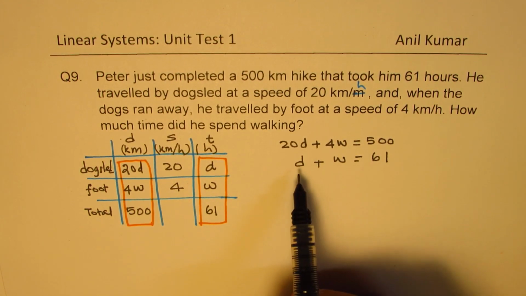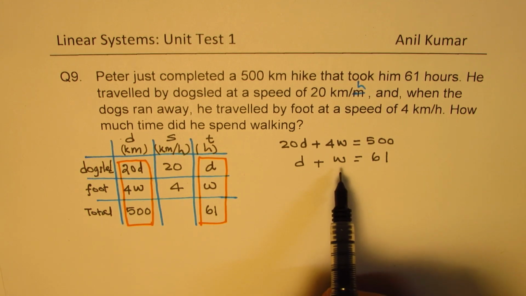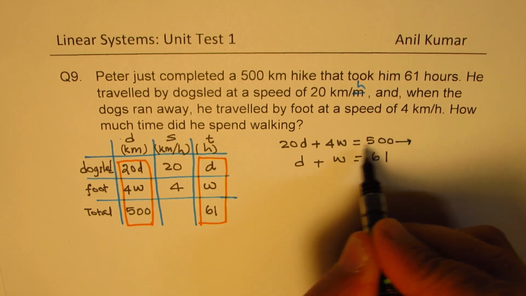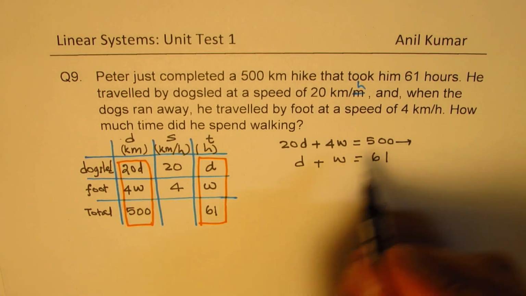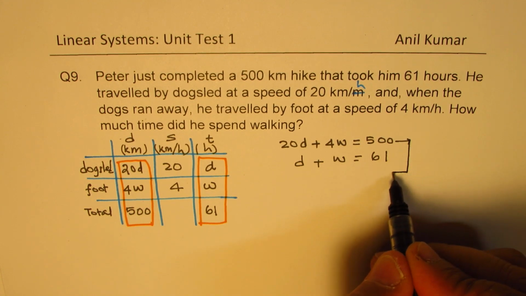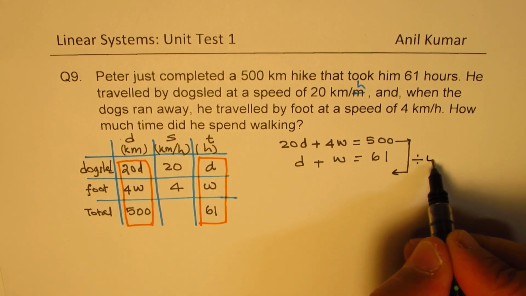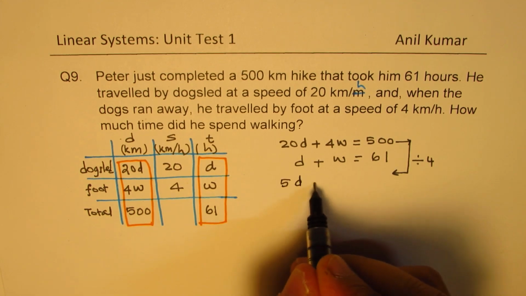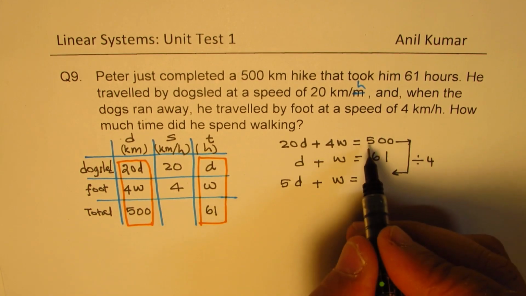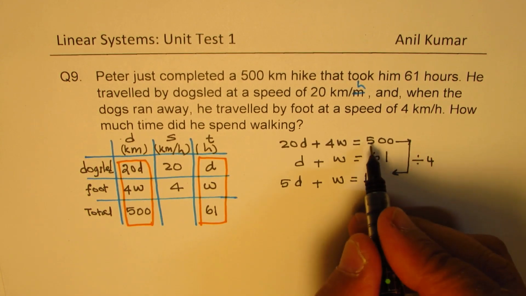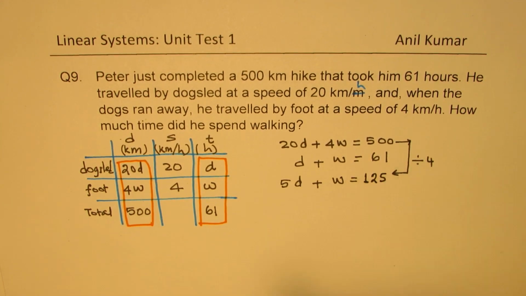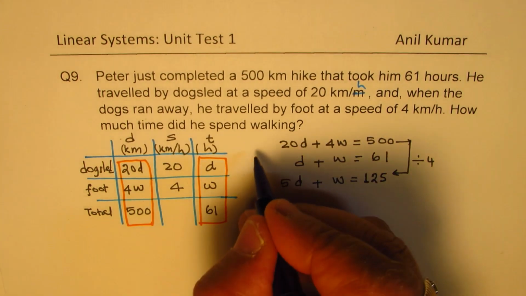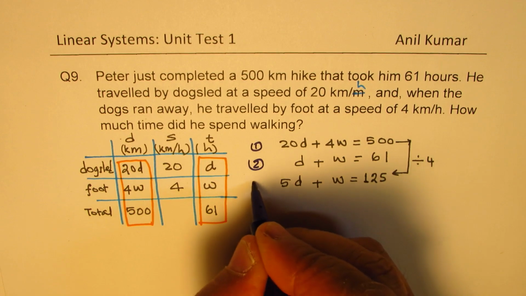Now, to use which method, what we could do is divide the first equation by 4. 4 is a common factor here, right? So let's get back to this equation here. We'll divide this by 4. So when I divide this by 4, 4 times 5, so we get 5d plus w equals 125. Clear? Now, we are calling these our equation number 1, 2, and 3.